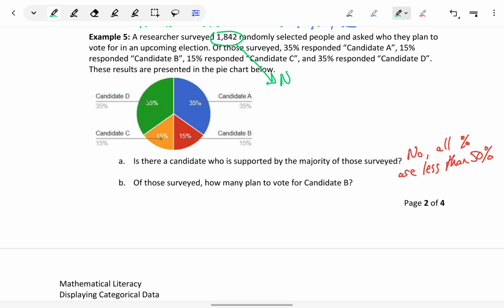In part B, we're asked a similar question to what we saw in the past couple examples. Of those surveyed, how many plan to vote for candidate B? So we'll still take our sample size times a percent, which in this case is 1,842. And then we want the percentage of people who plan to vote for candidate B, which is 15%, or 0.15. Here we would get 276.3, which again can't be our answer because our answer is about people. So we would need to know to just round that to 276 people.